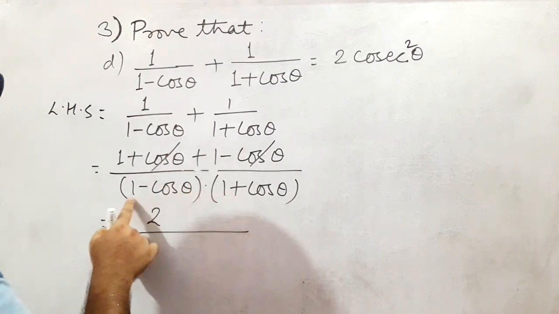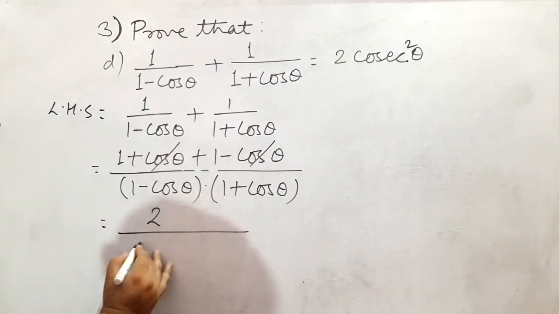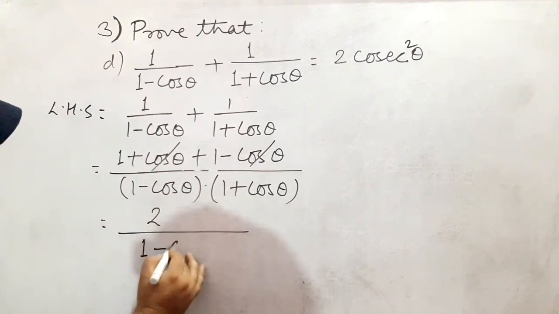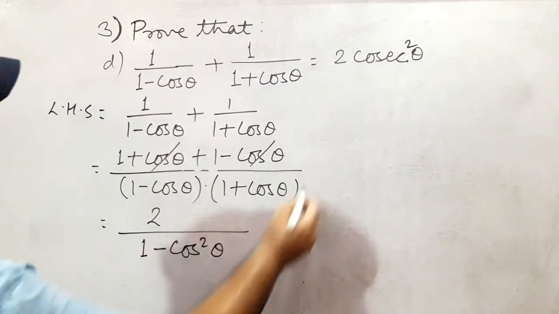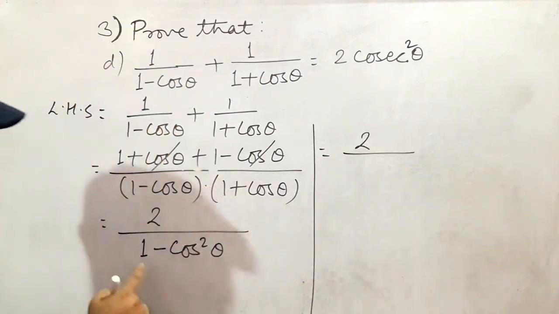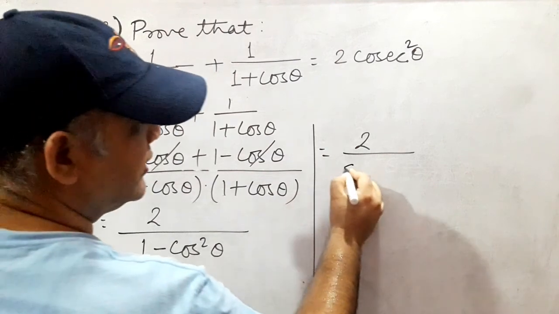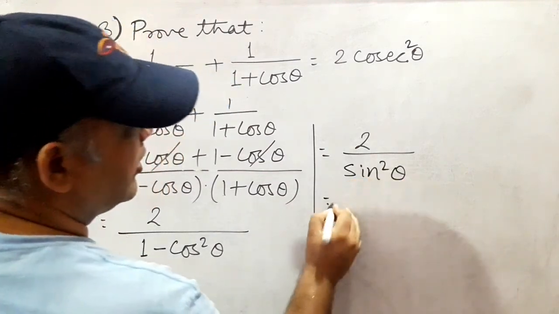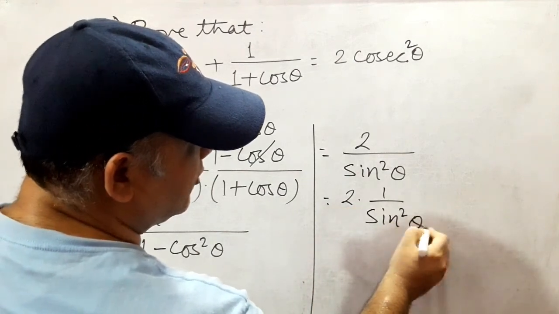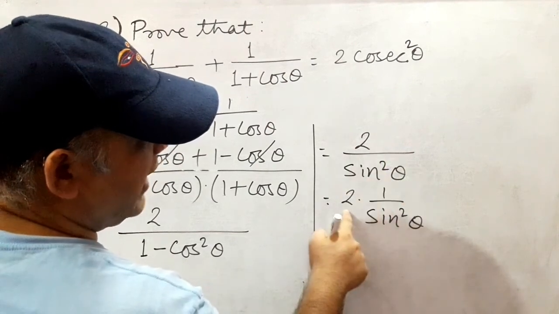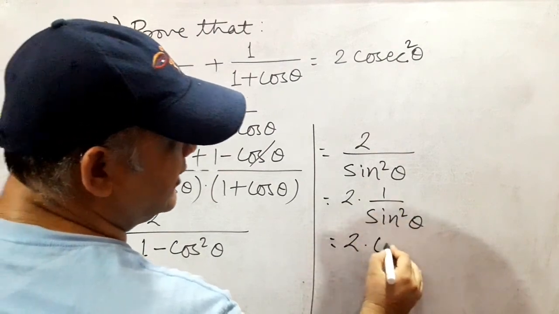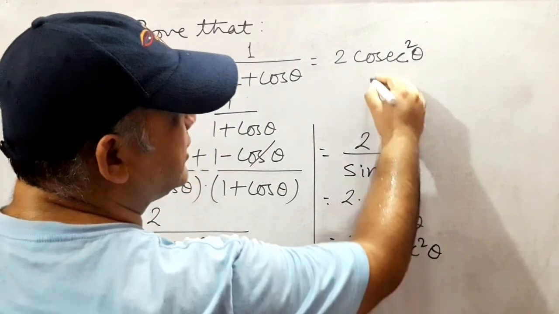(a plus b) into (a minus b) is a square minus b square. So a square, that is 1 square, which is 1, minus b square, cos square theta. 2 by 1 minus cos square theta, and 1 minus cos square theta is equal to sin square theta. Now I can write this as 2 into 1 by sin square theta. So 2 into 1 by sin square theta is cosec square theta, which is our right hand side.